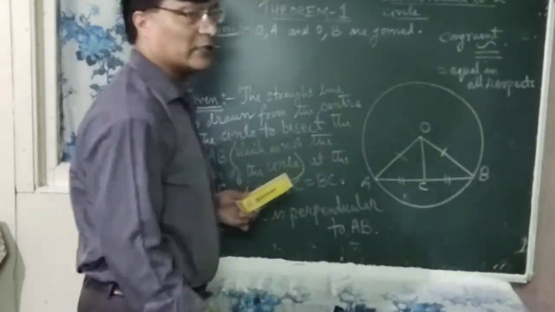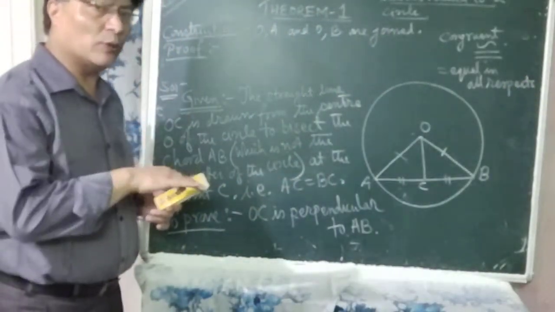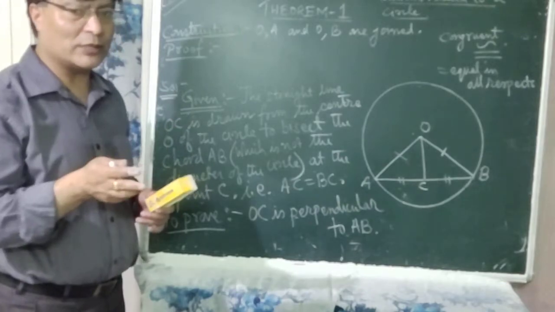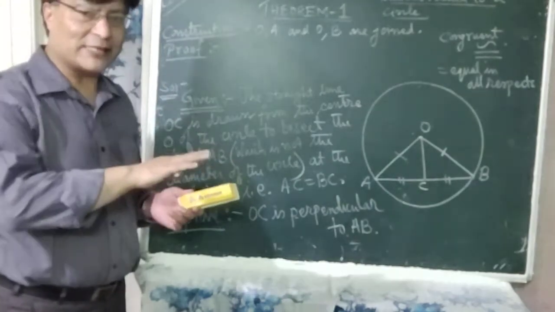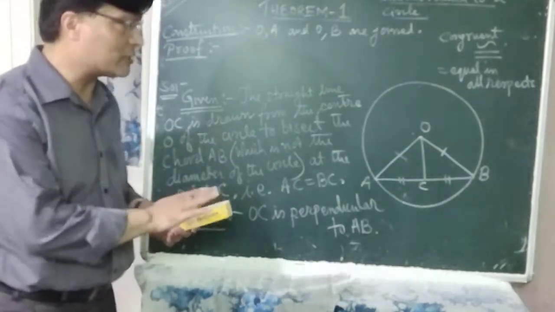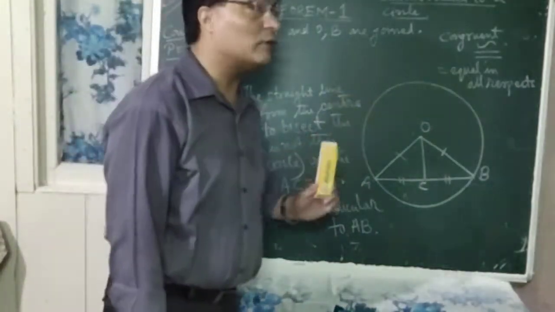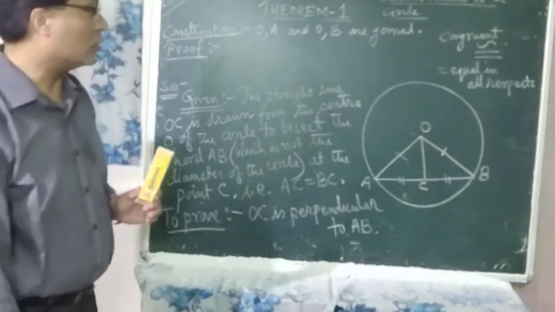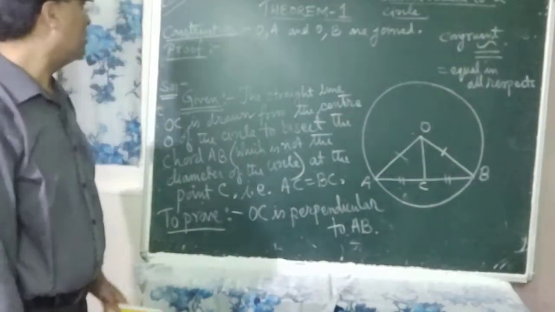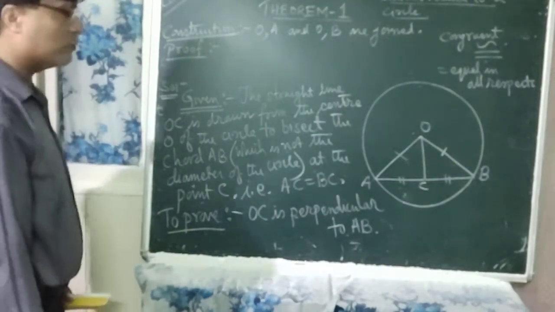Equal in all respects means equal in all sides. Two triangles are given, the sides of those two triangles are equal, and the angles of those two triangles are also equal. That means equal in all respects. That is the meaning of congruent. Is that clear? So now let's do the proof.